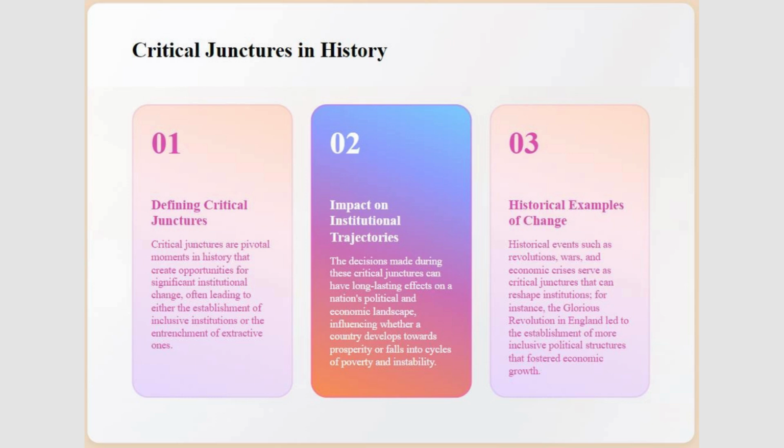Another main concept is critical junctures. The authors highlight the importance of key moments in history, termed critical junctures, where institutional changes can take place. For instance, the Industrial Revolution fostered inclusive growth in some countries but failed in others due to entrenched extractive systems.